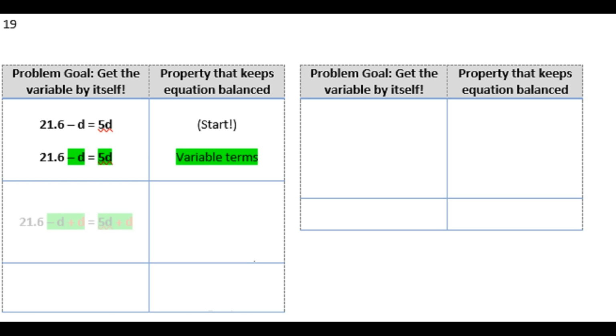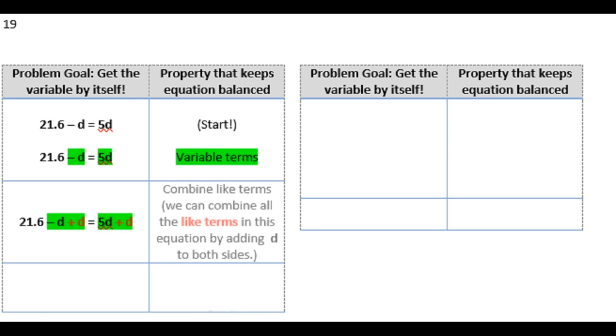Now remember, anytime you just see a variable with no coefficient, negative d is the same thing as saying negative 1d. So what we're going to do is add 1d to both sides. So 5d plus 1d is 6d. And that's what you see right here. 21.6 equals 6 times d.